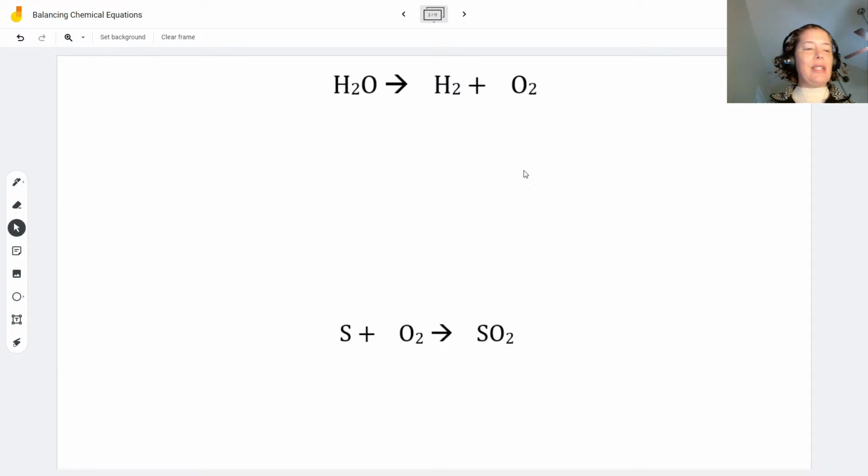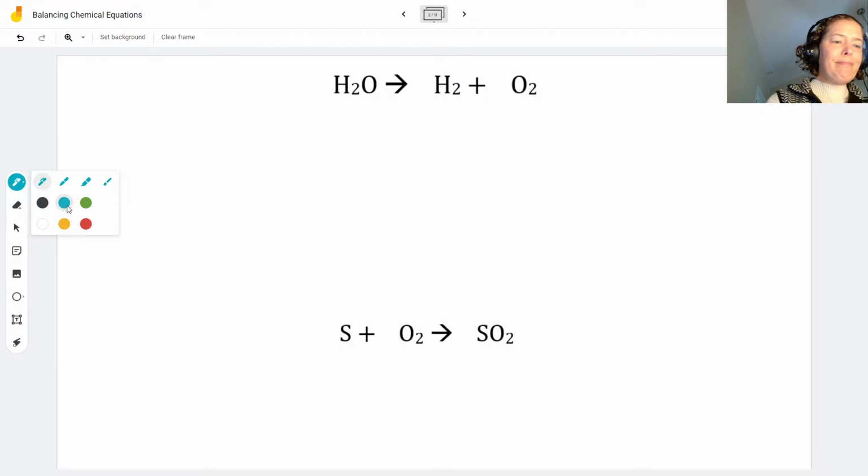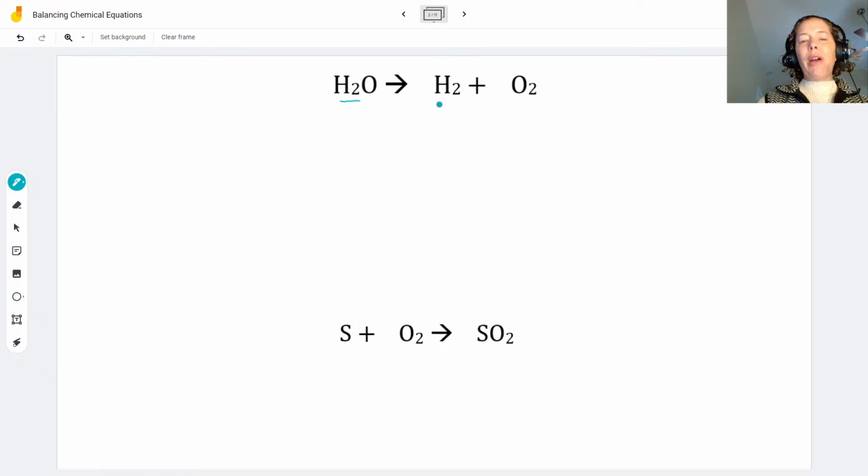But let's talk about this first equation right here. Okay, so let me switch over to here. We simply have water, and we are breaking it down into its elements, hydrogen and oxygen. Now, of course, in its elemental form, both hydrogen and oxygen are diatomic molecules. So I think the best way to illustrate this is to actually draw the molecules. Let's draw oxygen as blue, and let's draw our hydrogens here as green. So here is water, 2 hydrogens and 1 oxygen.